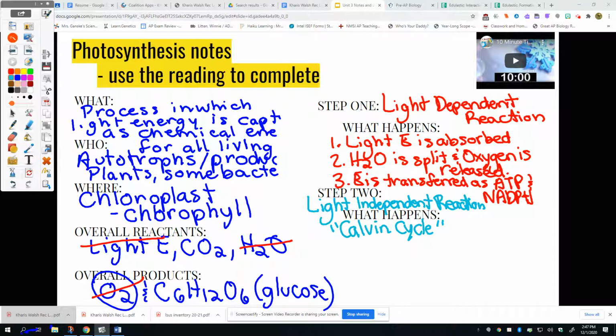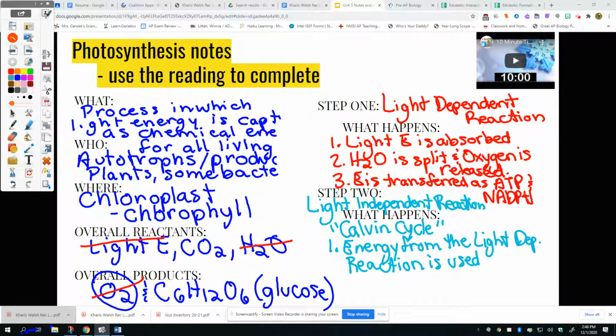It is independent of light energy, because what happens is energy from the light dependent reaction is used with carbon dioxide to produce glucose.